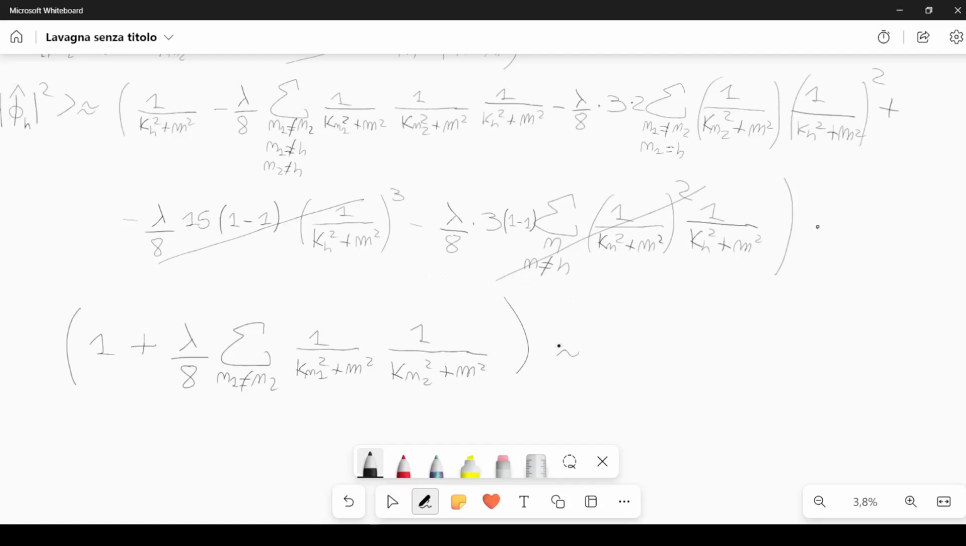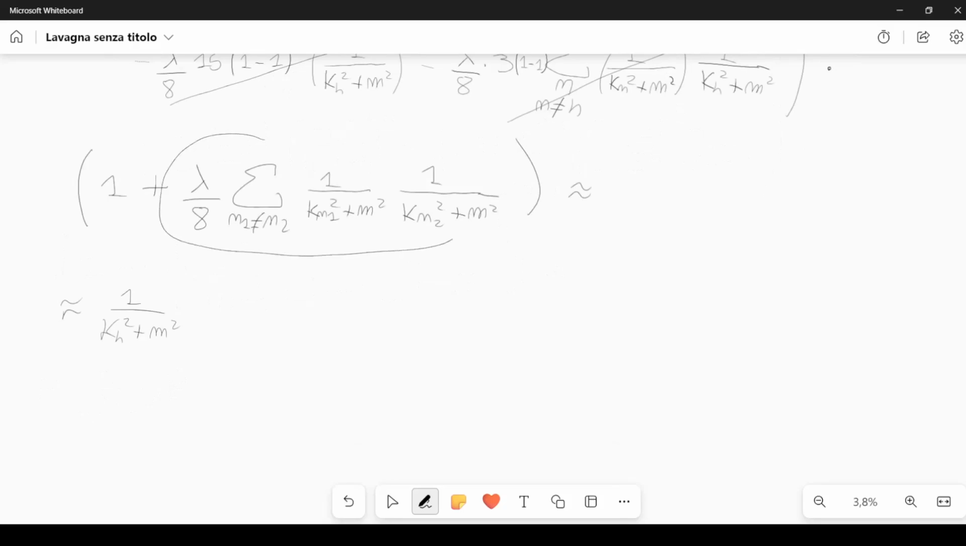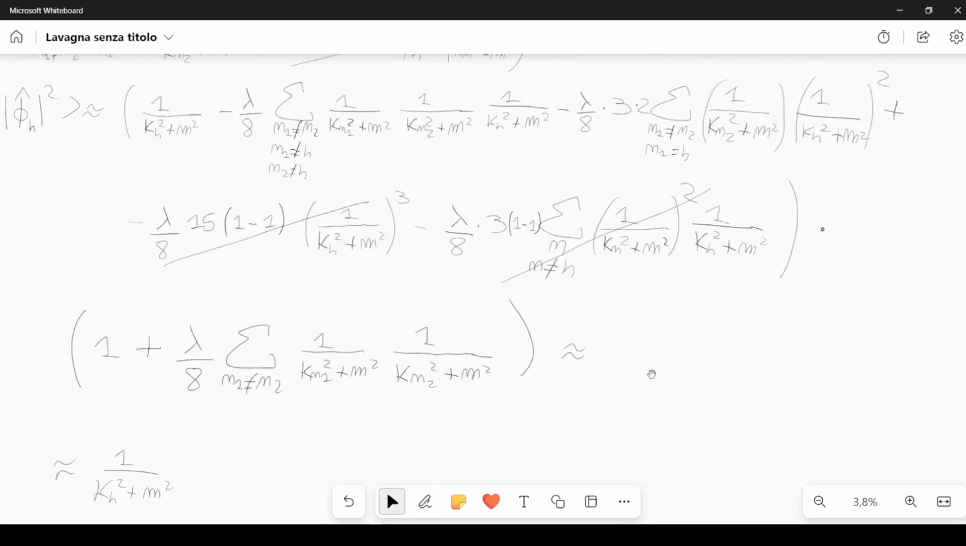So this is approximately equal to, so we are going to get 1 over kh squared plus m squared. Then you get a contribution from this term multiplied by this.